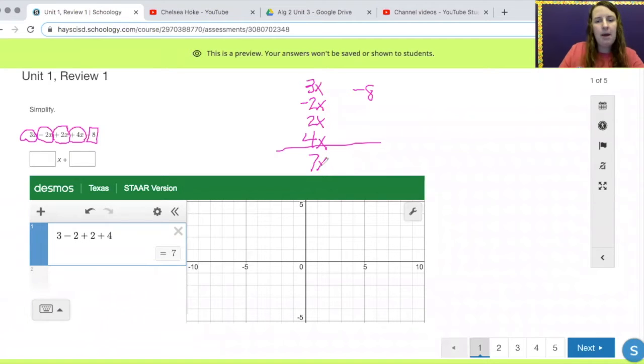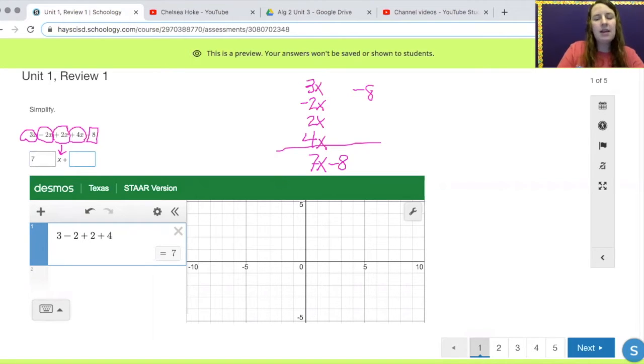And then my minus 8 or my negative 8 stays. Now, when I go to type this into the answer, I've already got the x right there. So there is no need to put an x in that box. Do not write 7x. We're just going to put the coefficient of 7. Okay, you also don't need to write a plus sign in front of it. It's just a plain 7. We're making it match this.